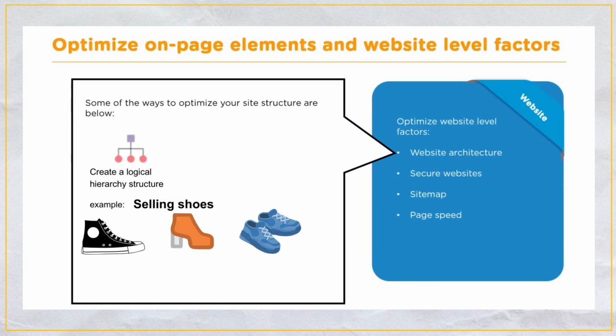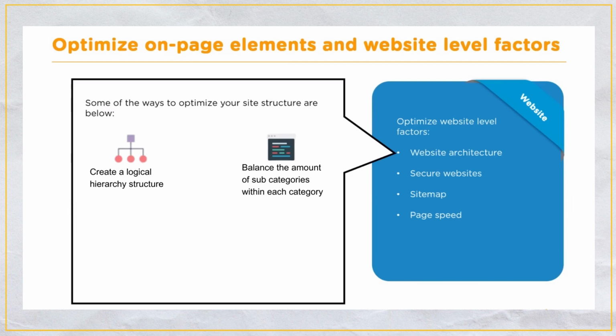Within each category, you can further divide by brands like Nike, Puma, and Adidas. Balancing the numbers by subcategories within each category is important to maintain a consistent hierarchy. To implement the site structure effectively, it is recommended to code site navigation using CSS or HTML. This ensures that the navigation system is properly implemented and user-friendly.